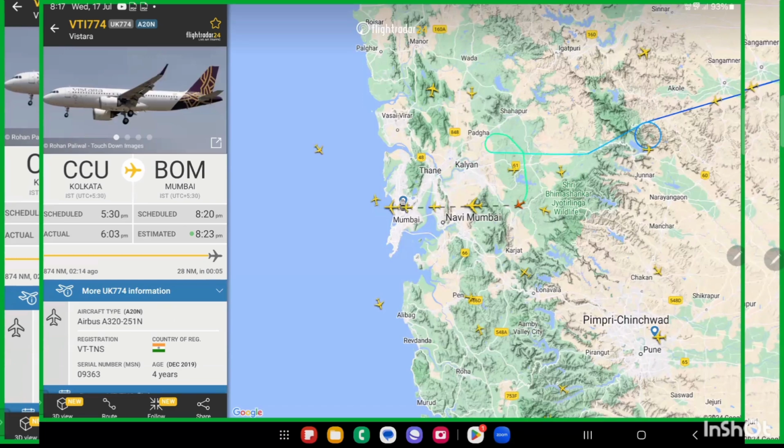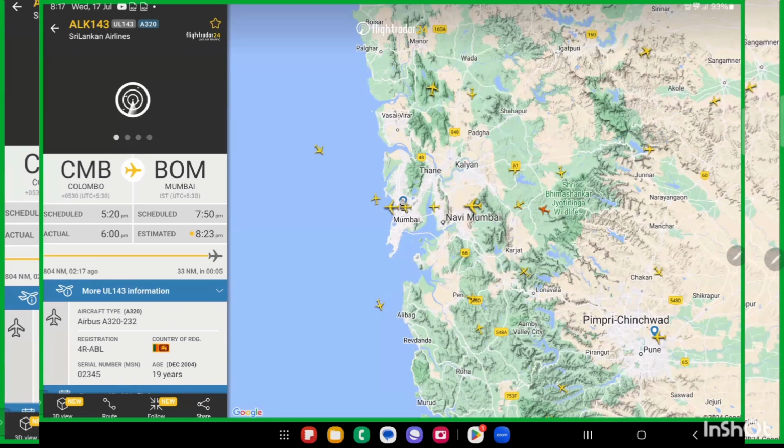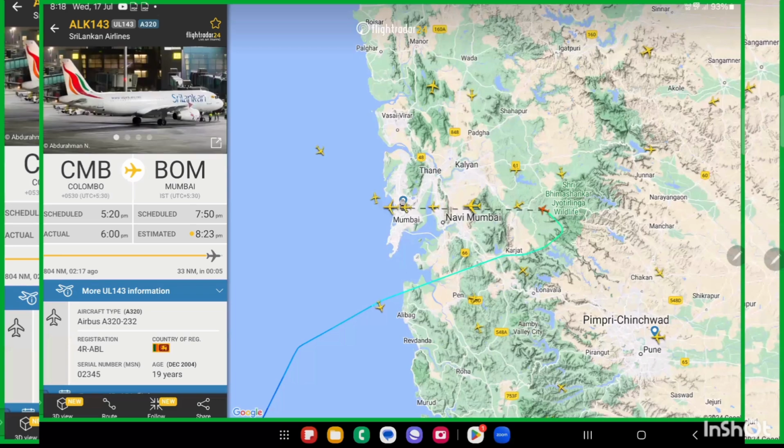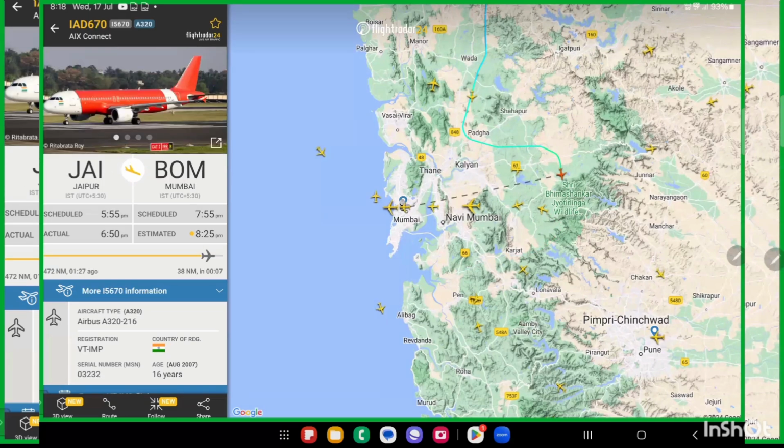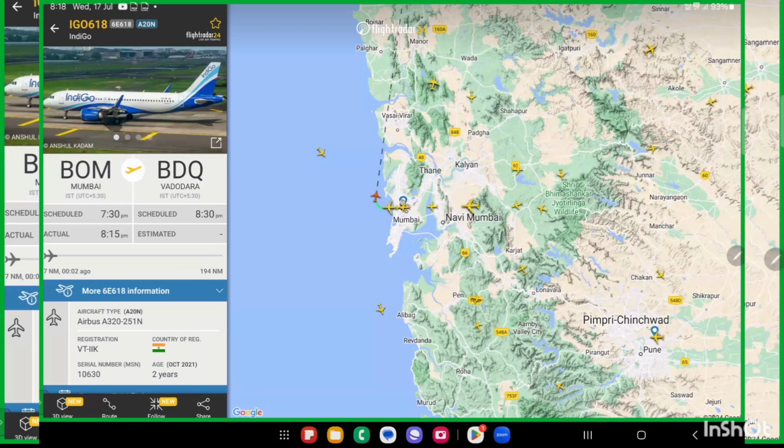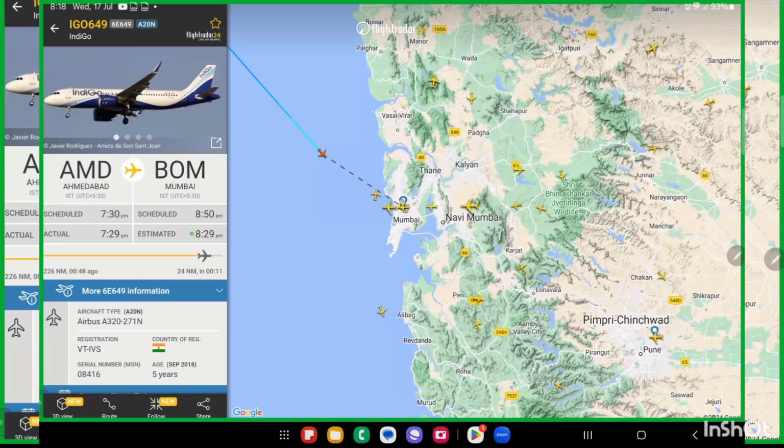This is Vistara, Kolkata to Bombay. This one, Colombo to Mumbai, Sri Lankan Airlines is landing into Bombay, and this airline, Jaipur to Mumbai. This is an Air India flight, and there is one aircraft which is departing from Mumbai to Vadodara. This aircraft is coming from Ahmedabad to Mumbai. So many aircraft are coming and landing into Mumbai.